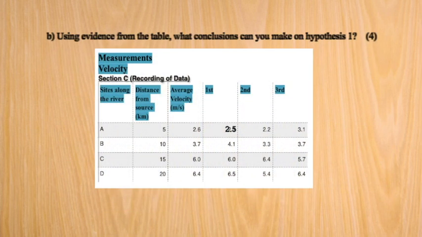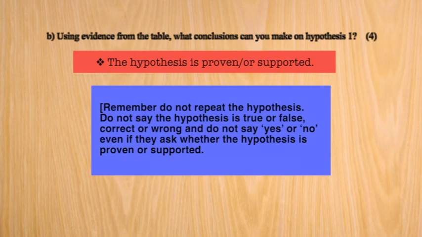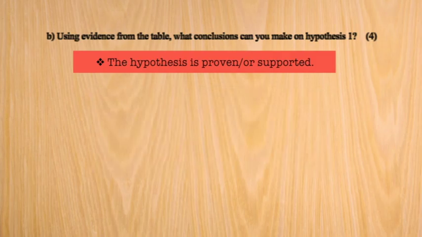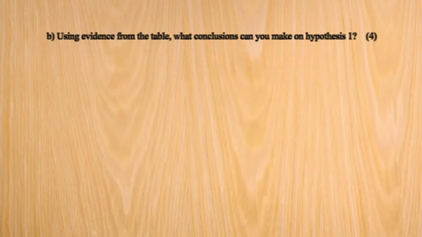For question B, using evidence from table 1, what conclusion can you make on hypothesis 1? The hypothesis is proven or supported. Remember, do not repeat the hypothesis. Do not say the hypothesis is true or false, correct or wrong, and do not say yes or no, even if they ask you whether the hypothesis is supported or proven. You must just say the hypothesis is proven or supported. In case where it is not, you must say it's not proven or supported.